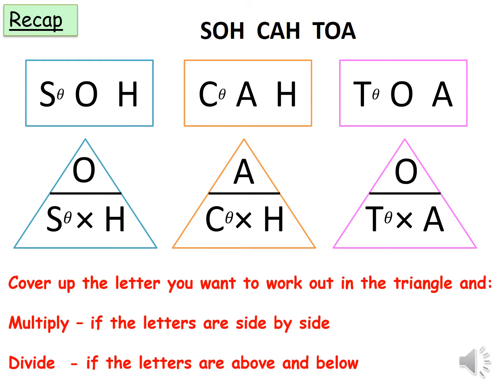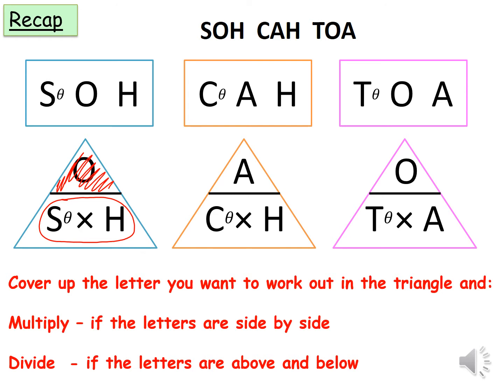In the question, let's say we're looking at the sine ratio formula. The one that we wanted to work out is the opposite. What we need to do is shade in the opposite, and then we're left over with sine theta, the sine angle, times the hypotenuse. That is essentially the multiply part.